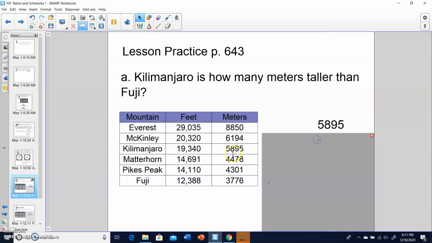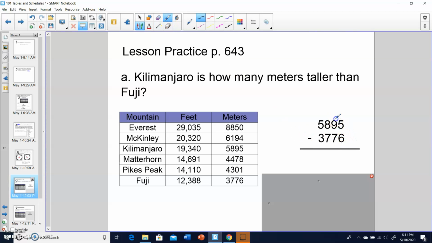Okay, remember we take Kilimanjaro in meters, 5,895, and find how much taller it is than Fuji, which is 3,776, and find the difference between the two. I can't take 6 from 5, so I have to borrow. The 9 becomes an 8, so I borrow 10. So instead of 5, I now have 15. 15 minus 6 is 9. 8 minus 7 is 1. 5 minus 3 is 2. So 2,119 meters.